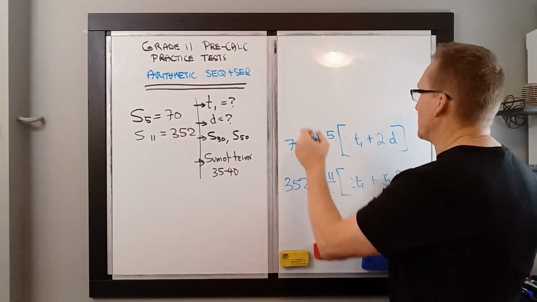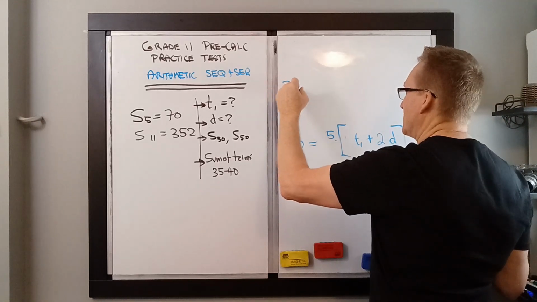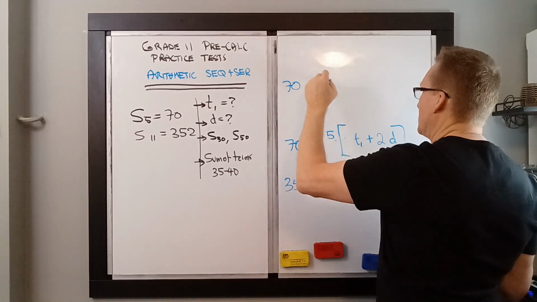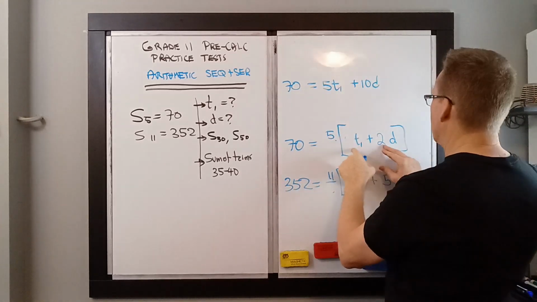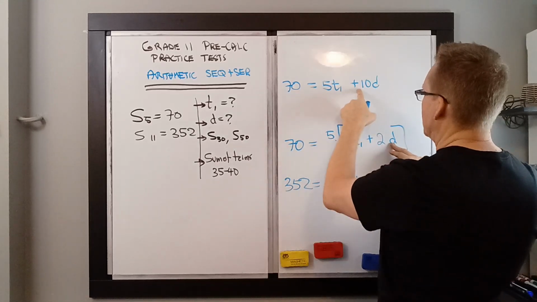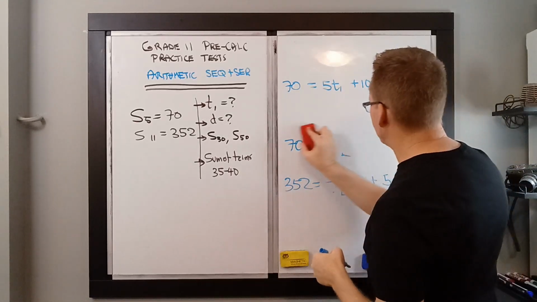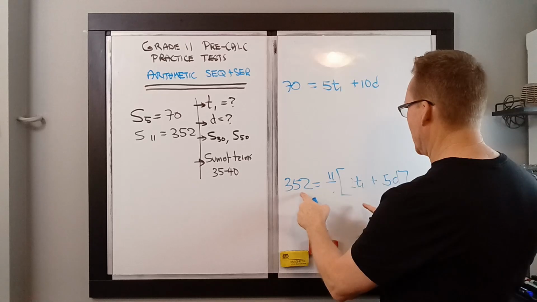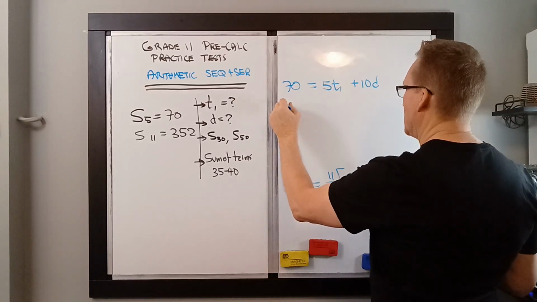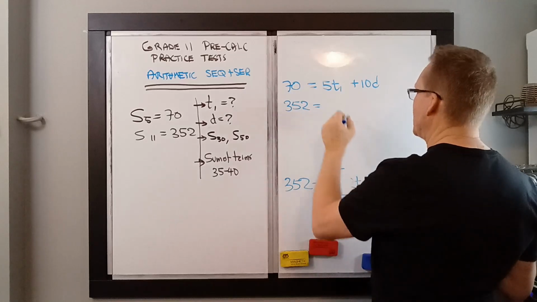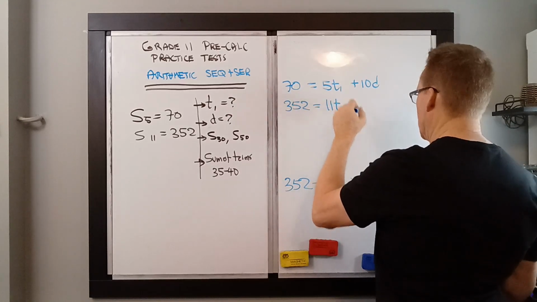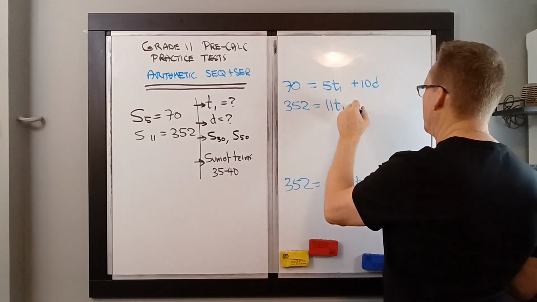Let's multiply them through. In this case, we have 70 is equal to 5t1 plus 10d. 5 times this, 10d. So this is the first equation. And then the second equation is this one. We're going to multiply it out. 352 is equal to 11t1, and then here we multiply this to get plus 55.